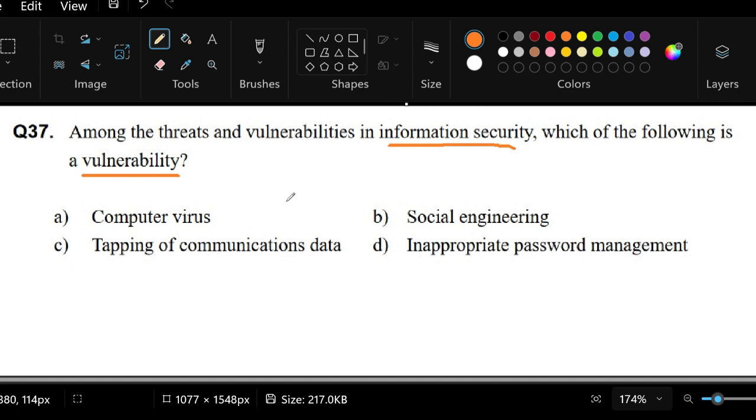Okay, so given that idea, let's see the choices: computer virus, social engineering, tapping of communications data, and inappropriate password management. All these things seem to pertain to vulnerability because they're all related to information security. And so to answer this question, we need to understand what they're supposed to mean.